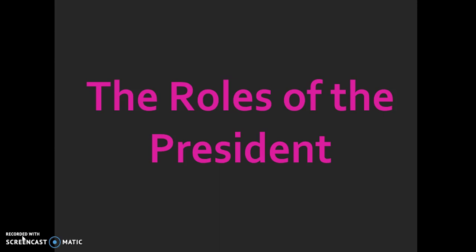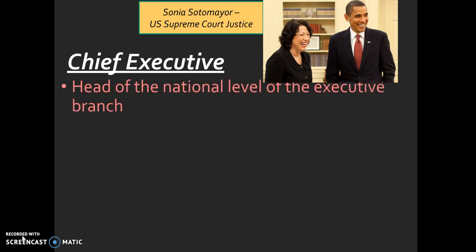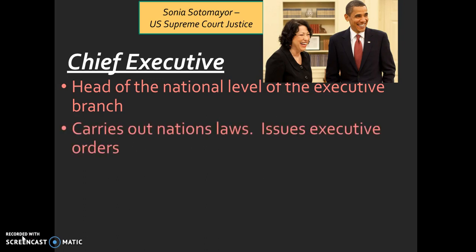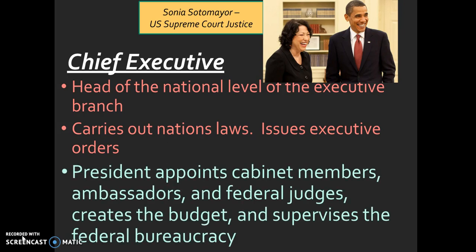Well, according to Article 2 of the Constitution, the president has many important roles to play. The first one is the chief executive. And as chief executive, he is the head of the national level of the executive branch. He carries out national laws and issues executive orders. And the president appoints cabinet members, ambassadors, and federal judges, creates the budget, and supervises the federal bureaucracy. All of that is in the role of chief executive.